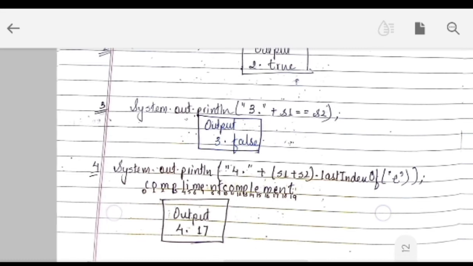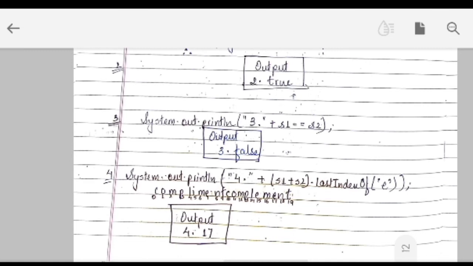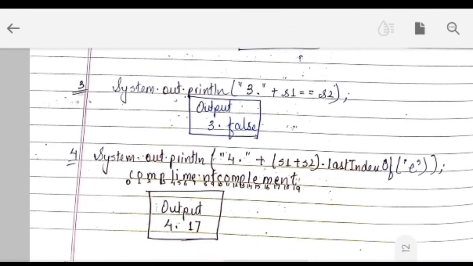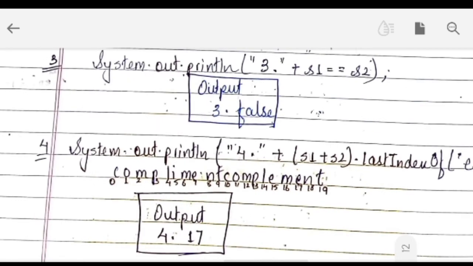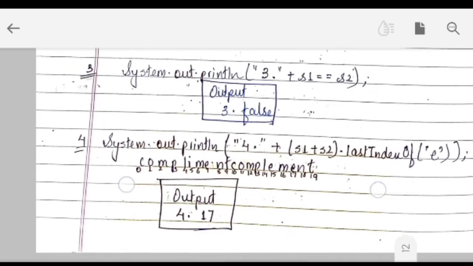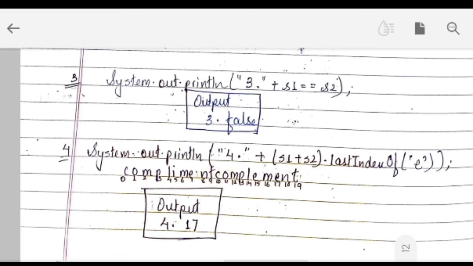The fourth code is System.out.println, and the given code s1 + s2.lastIndexOf('e'). Here first we have to concatenate s1 and s2, which gives "complementcomplement", and then we find the last index of e in the concatenated string. We can clearly see here that the last index of e is 17. Therefore the output is 4. 17.